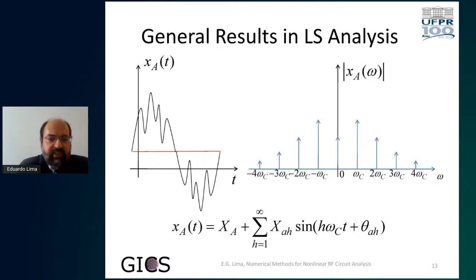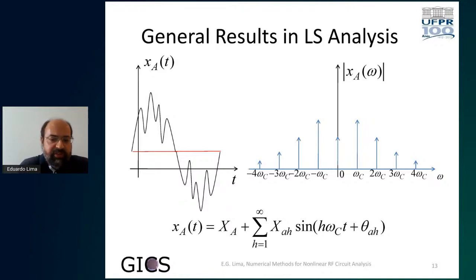In this slide, it is shown general results in large signal analysis. On the left, it is shown a typical waveform of a voltage or current in large signal analysis. It shows a fundamental period with visible harmonics. On the right, we have the amplitude frequency response of such waveform. Observe there are components only at zero frequency, at fundamental frequency omega c, and at multiples or harmonics of the fundamental frequency.